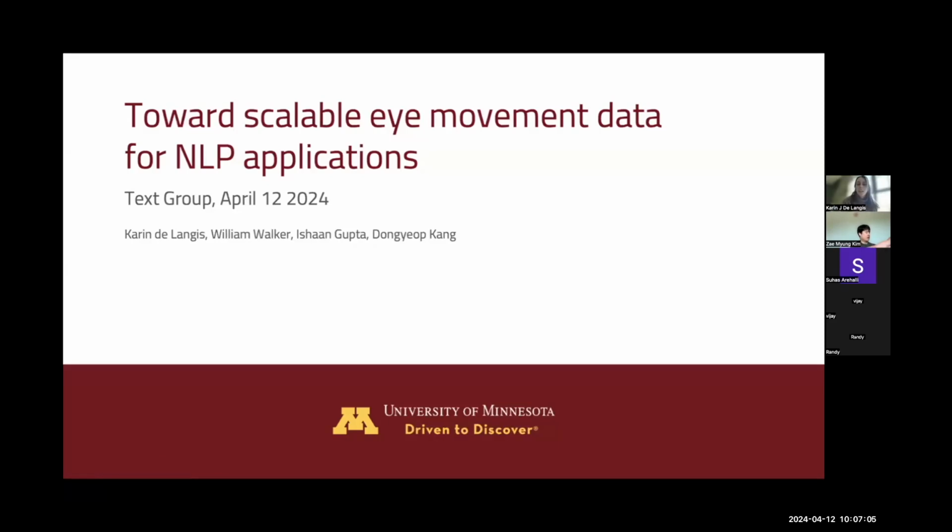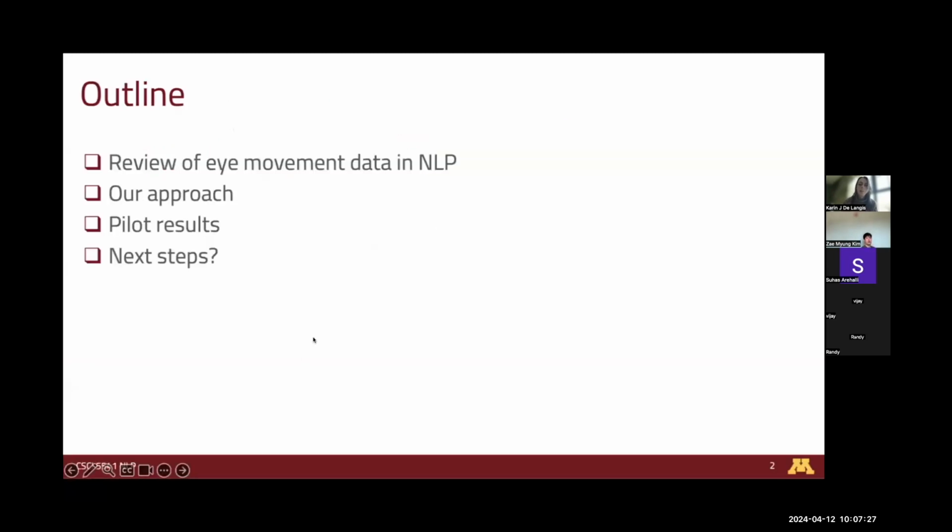Right. So as Zay just mentioned, I want to talk today about some recent work that we've been doing in the NLP group on trying to come up with a method to get some scalable eye movement data, at the scale that we can use for these computational applications. And basically, I want to talk about our motivations and why we're interested in doing this in the first place.